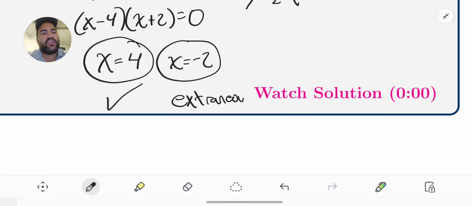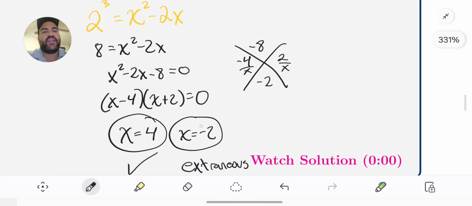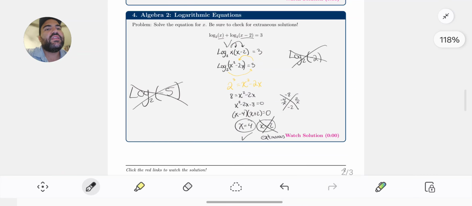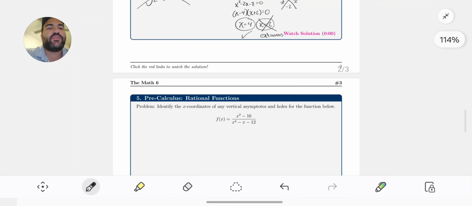And you don't really need to know the word extraneous, but it just means that this is not an answer. So the only answer here is x equals 4. And that's it. That was a long one. This problem could fall into pre-calc as well, by the way. That's a pretty tough algebra 2 problem.